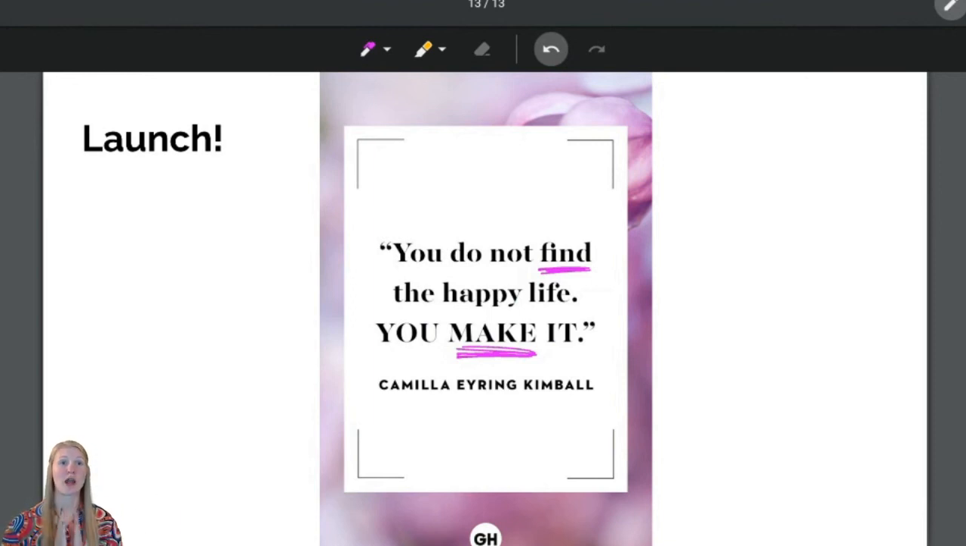Because if you just sit around and wait to find the happy life, you might not find it. And then you're just sad. And nobody wants to be sad. So, make the happy life for yourself. Make yourself happy. And then, yeah, you can have a happier life. So, that is my launch for you.